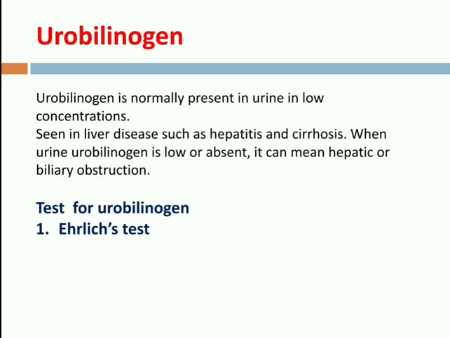Next we have urobilinogen in chemical examination. Urobilinogen is normally present in urine in low concentration. It is seen in liver disease such as hepatitis and cirrhosis. When urobilinogen is low or absent, it means hepatic or biliary obstruction. The test done for urobilinogen in urine is Ehrlich's test.